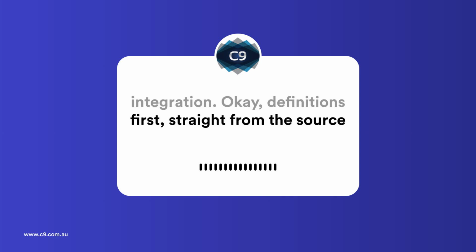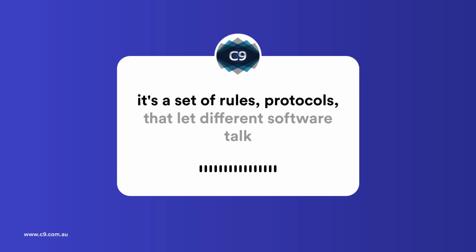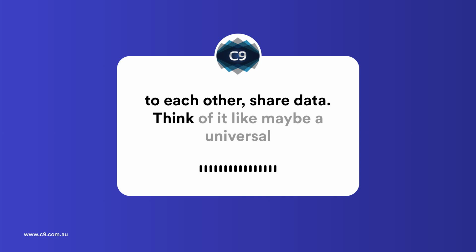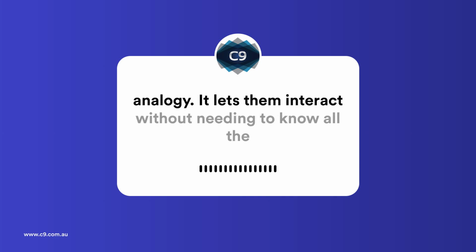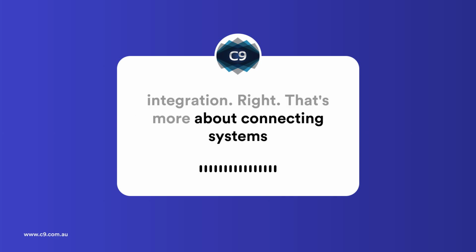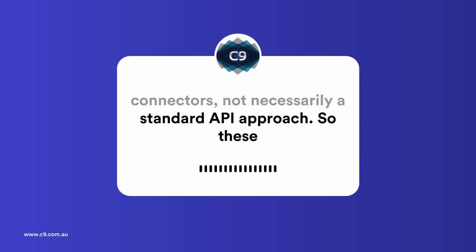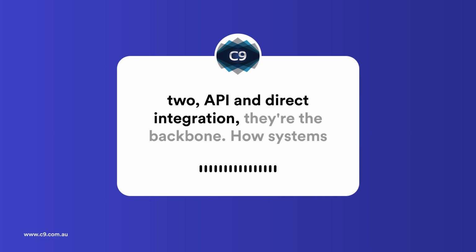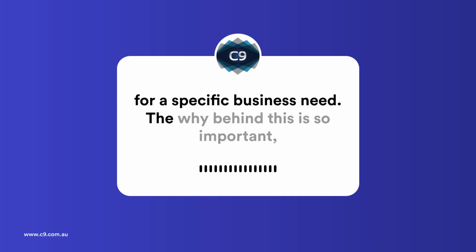Okay, definitions first, straight from the source material. An API, application programming interface, is basically a set of rules and protocols that let different software talk to each other and share data. Think of it like a universal translator, or a universal remote. It lets them interact without needing to know all the messy details behind the scenes. And then there's direct integration, which is more about connecting systems directly, often involving custom code or specific connectors, not necessarily a standard API approach. These two are the backbone of how systems communicate, share data, and crucially, how they get tailored for a specific business need.